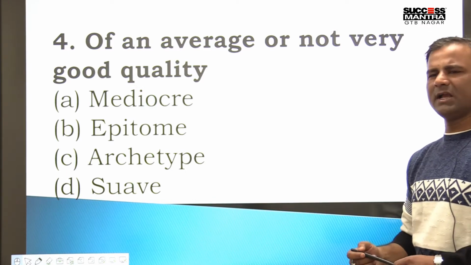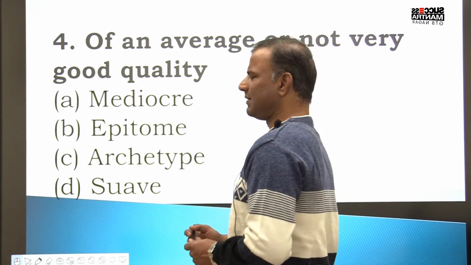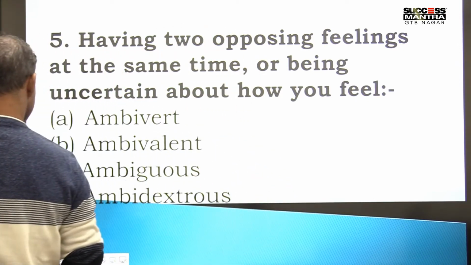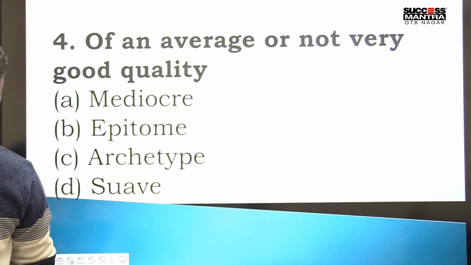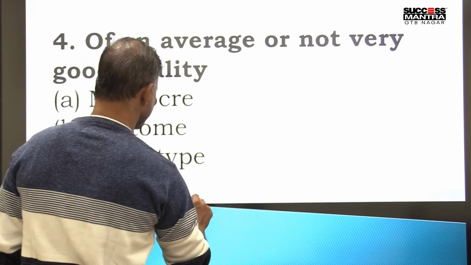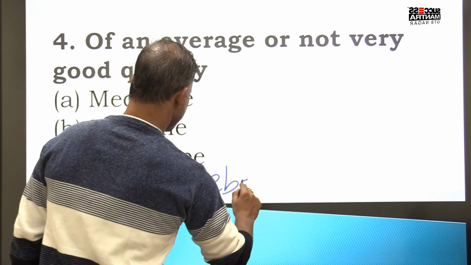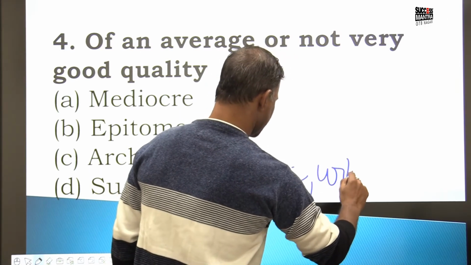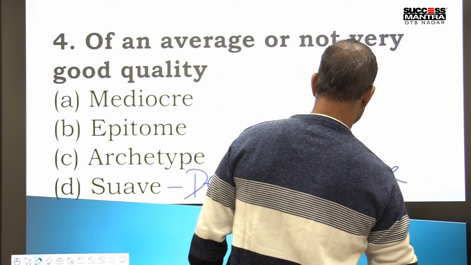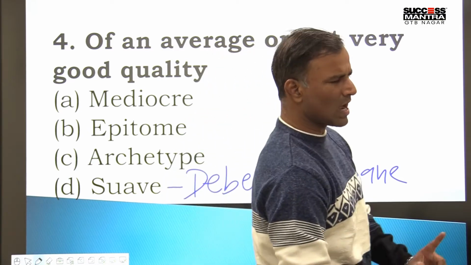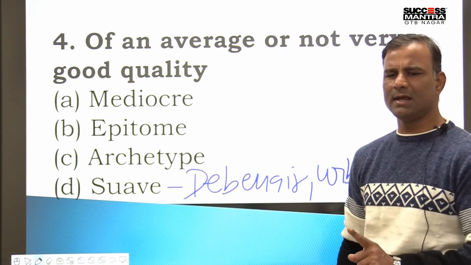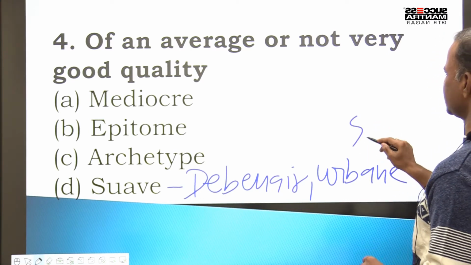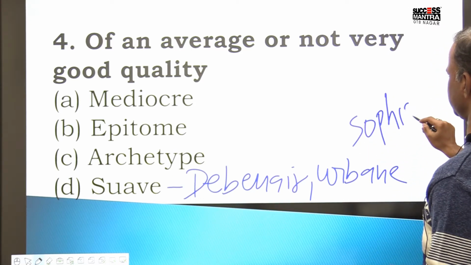देखिए guys, if you are suave, there are three synonyms for suave, and a very very important word, debonair. And you can call the person carrying the urban attitude. If a person is suave and carrying the debonair attitude, the urban attitude, that person is very very sophisticated.